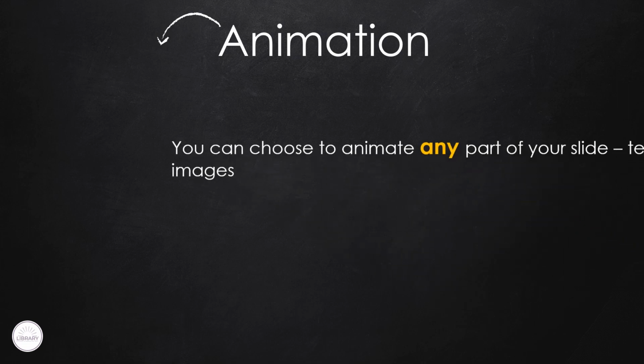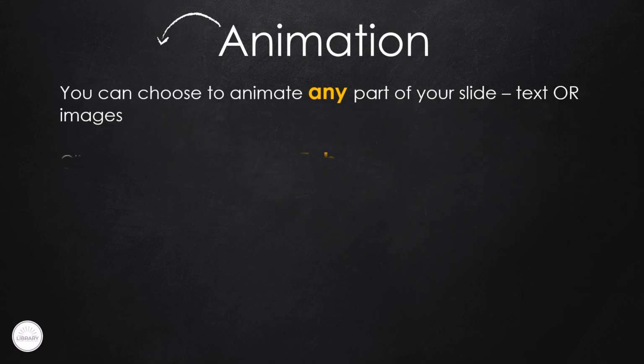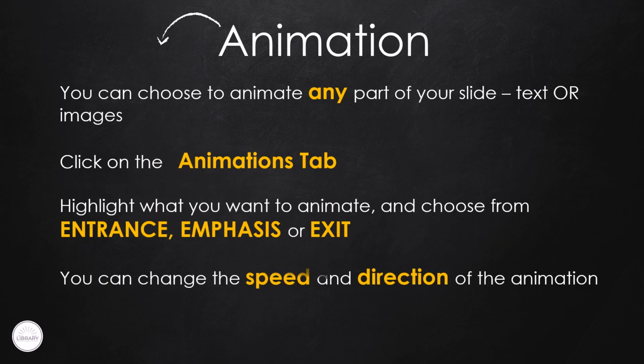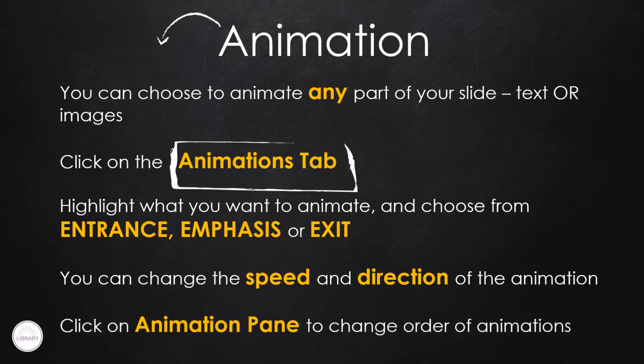You can choose to animate or add motion to any part of your slide, text or images. Click on the Animations tab. Highlight what you want to animate and choose from Entrance, Emphasis or Exit. You can change the speed or direction of the animation, and you can click on Animation Pane to change the order your animations appear or disappear.